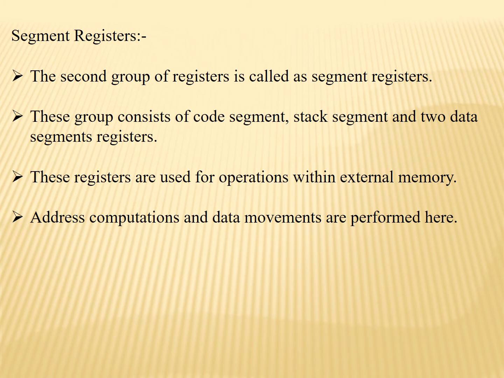The second group of registers is called the segment registers. This group consists of code segment, stack segment and two data segment registers. These registers are used for operations with external memory; address computations and data movements are performed here. So whatever the address computations and data movements, everything is performed in the segment registers. That's all about the second group.